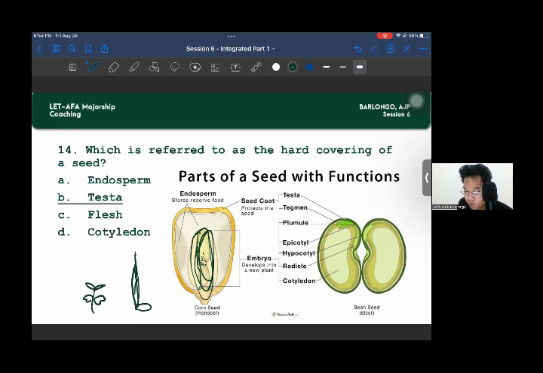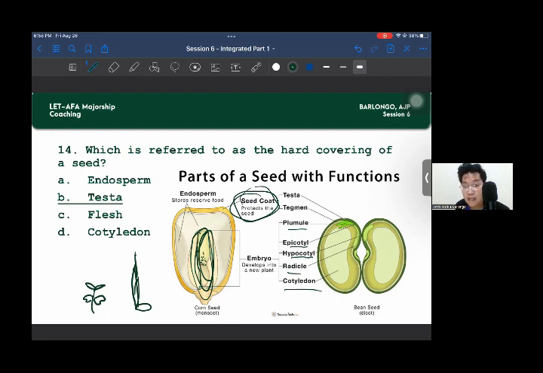We have plumule, epicotyl, hypocotyl, radicle, and cotyledon. These are terms that go beyond plant growth and development. So we will not go into that na lang. Ayan. So dito naman, yung seed coat, which is ito yung tinatanong dito, hard covering of the seed. So yung seed coat, it protects the seed. So that is the general term for monocotyledons.